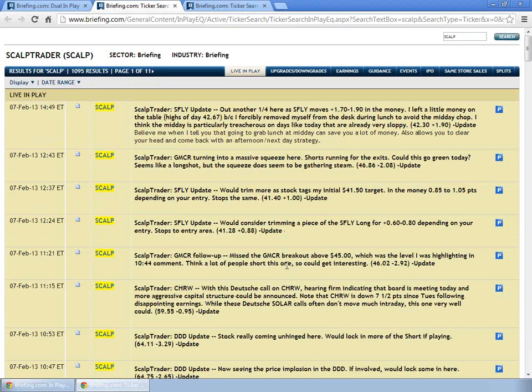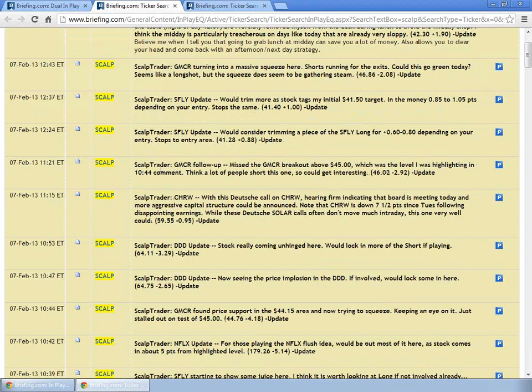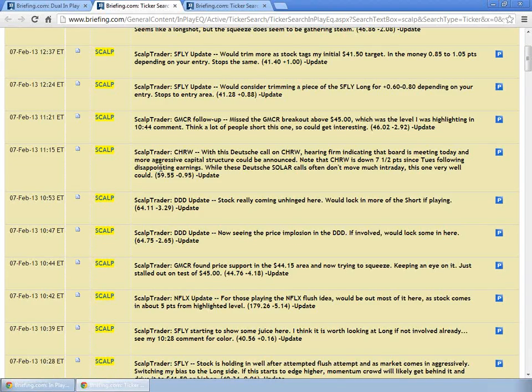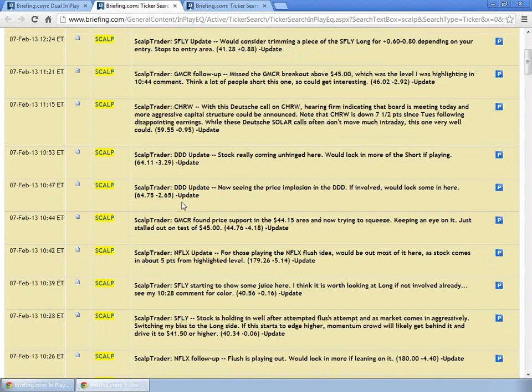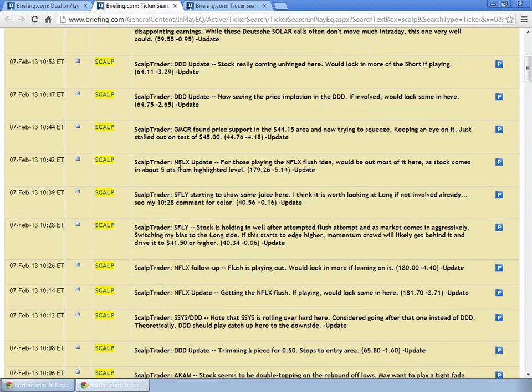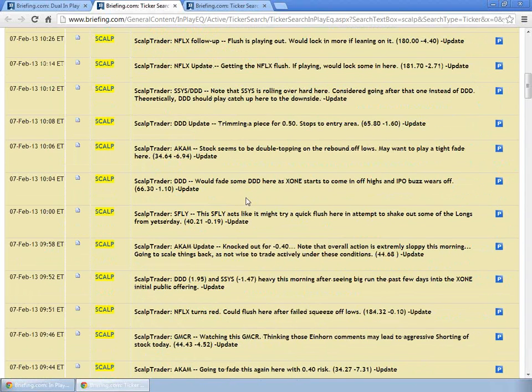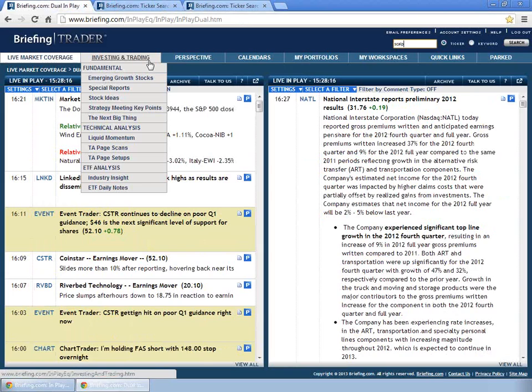So some of the trades I did today included the Shutterfly long that had a nice run. I was talking about the GMCR short squeeze most of the day, but didn't actually get the position on. Had a DDD short, highlighted the Netflix breakdown. And, again, I also run a yield strategy, and I also pay attention very closely to the IPO page, which is the next big thing.